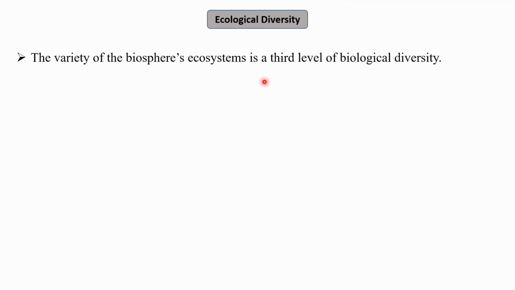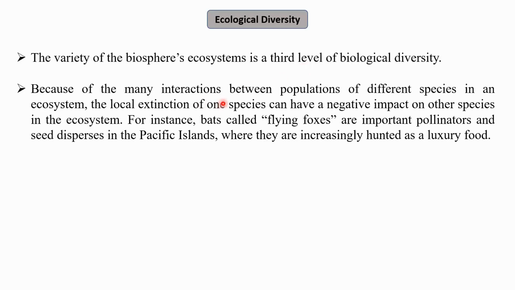The next type of diversity is ecological diversity. The ecological diversity is the variety of the biosphere's ecosystems, the third level of biological diversity. So the different varieties of ecosystems in the biosphere are defined by the ecological diversity. Because of the many interactions between the populations of different species in any ecosystem, as we see in the prey-predator relationship, or in commensalism or mutualism, these interactions may be positive, negative, or may not have any effect on each other.